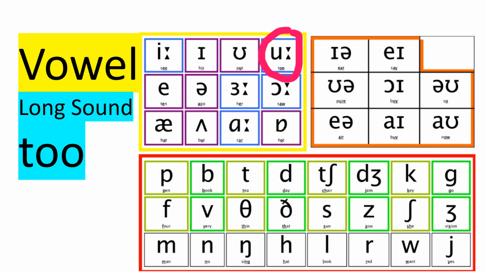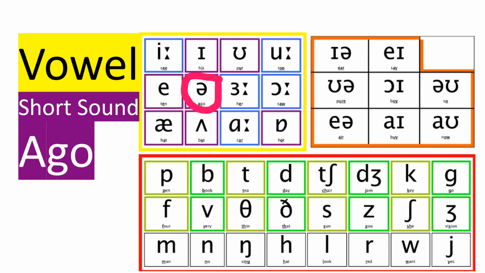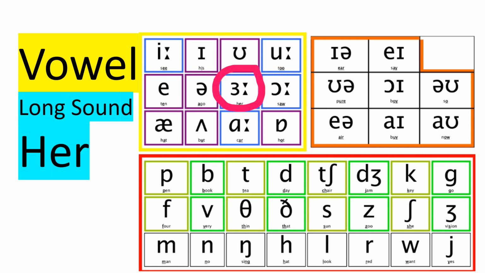U, long vowel sound, as in two. E, short vowel sound, as in ten. A, short vowel sound, as in ago. E, long vowel sound, as in her.